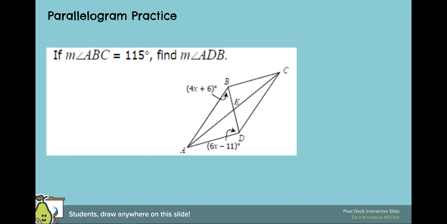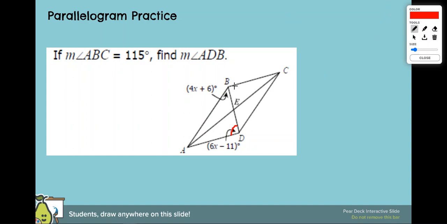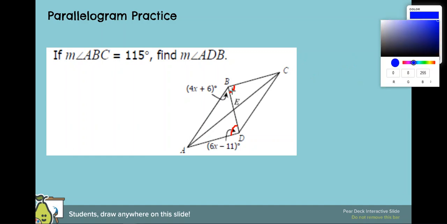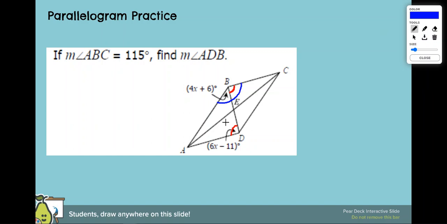Okay, so if you struggled with setting this problem up, then let's look at how we would go about that. So we know that this angle and this angle are related because by alternate interior angles, I can say that these are congruent to each other. Okay, and it gave us angle ABC is equal to 115. So this whole thing is 115.